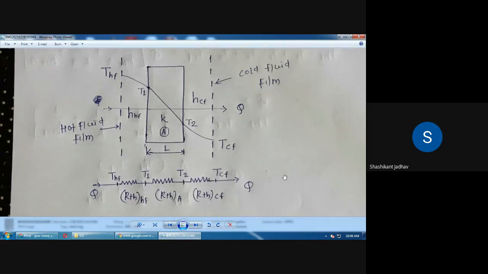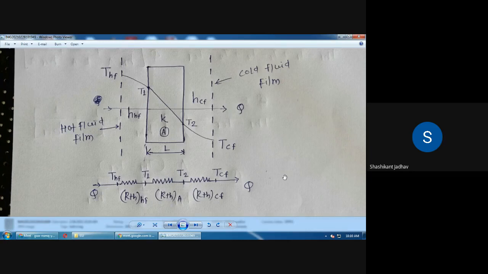Okay. Whatever you are saying, that equation is 1 upon HHF into A. So this is the equation for the thermal resistance for the hot fluid. But what is the equation for the Q? We know one law related to the convection, that is Q is equal to THF minus T1 divided by R thermal, the thermal resistance of the hot fluid. Okay, correct.